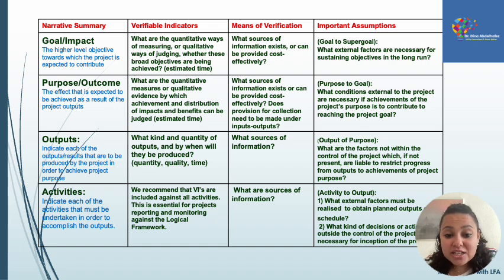So we need to understand the verifiable indicators for this impact by asking ourselves these questions. What are the quantitative ways of measuring or qualitative ways of judging whether these broad objectives are being achieved in an estimated time? Estimated time can be 3 to 5 years. Okay, what is the means of verification? What source of information exists or can be provided cost efficiently or effectively? Okay, how will we collect the data?